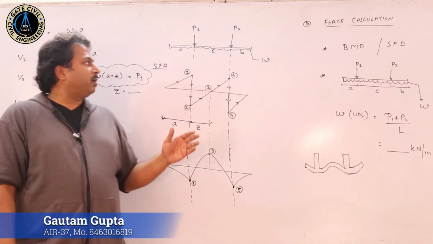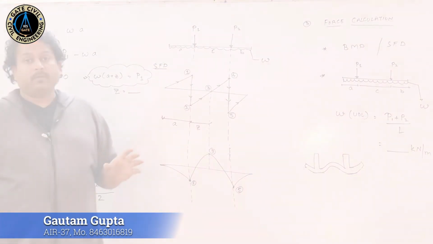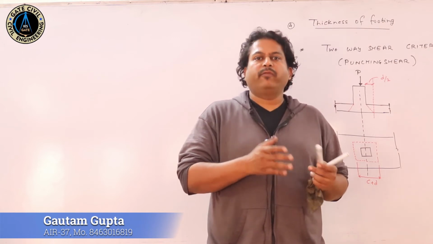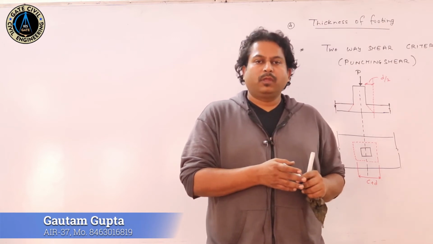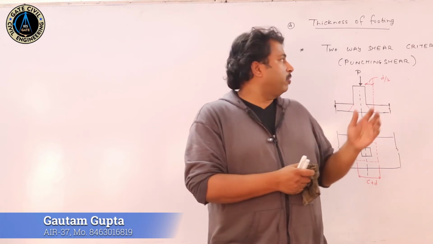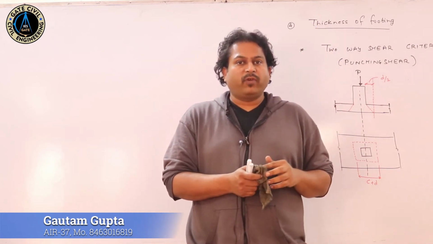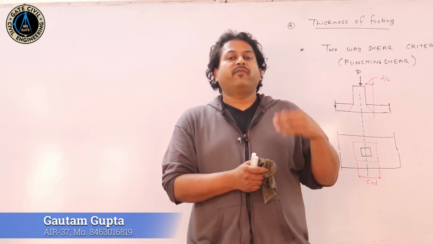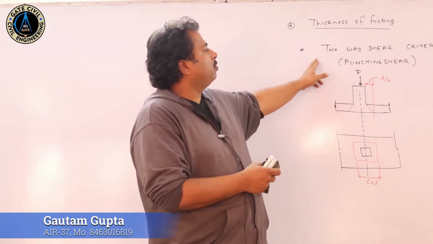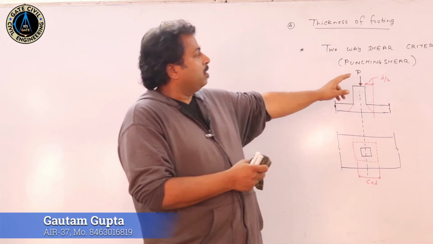So I hope that all the 3 points told to you are clear. As we have done the sizing, that is determined the length, determined the width, and also calculated the forces, now coming to the other part, we will be calculating the thickness of the footing. For the calculation of thickness of the footing, there are different criteria. So we will be using one of the criteria, also known as the two-way shear criteria or the punching shear criteria.